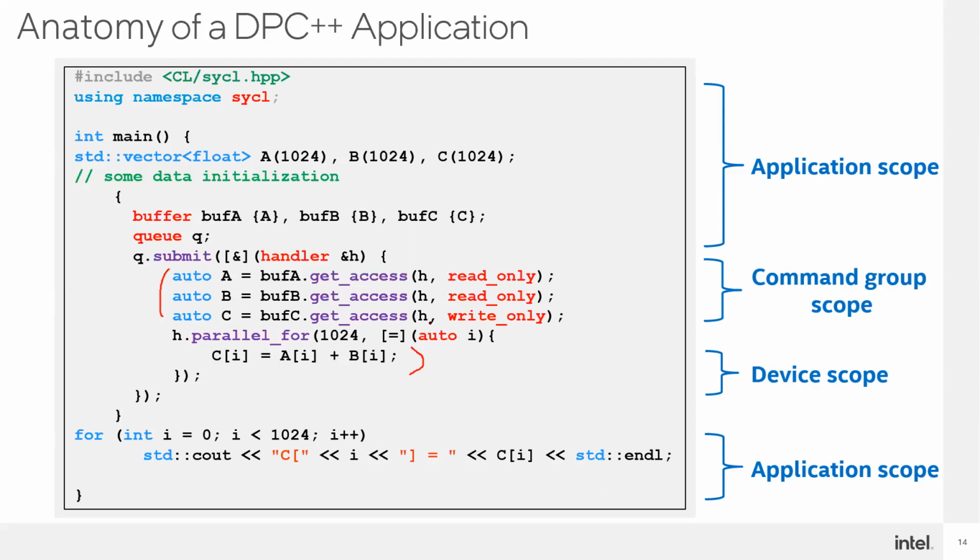You need to know this separation because different features of SYCL and DPC++ can be used inside each scope. For application scope, you can use any C++17 features with no limitations. Inside command group scope, you still can, since it's still host code, but there are some SYCL features which you can declare only within the command group scope. For example, if you want to use shared local memory and create a local accessor, you can do it only in the command group scope.